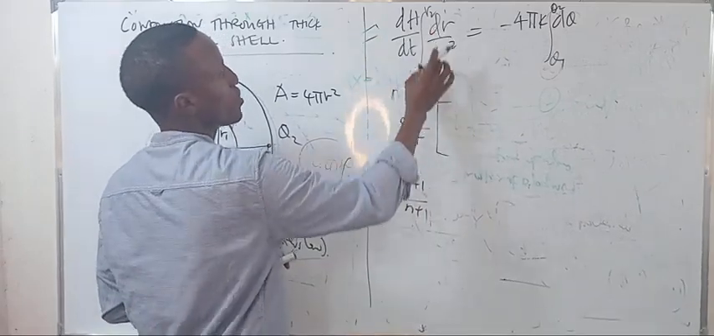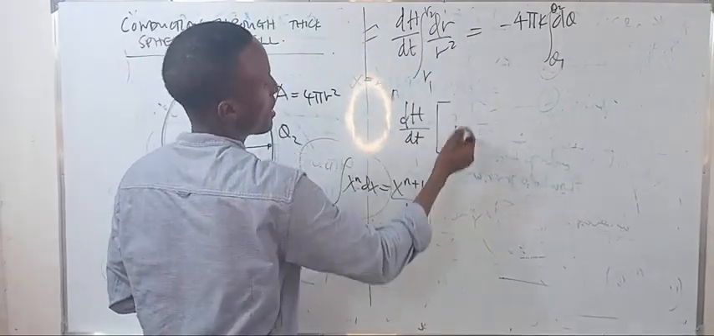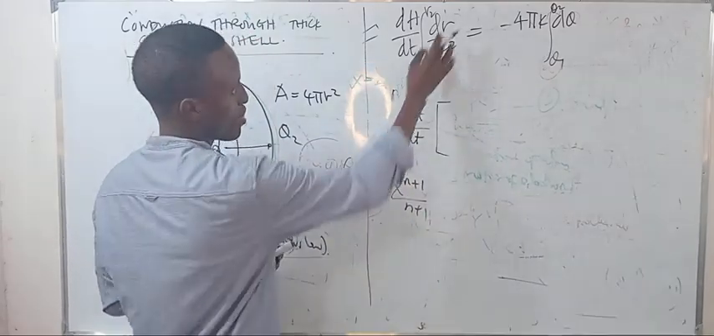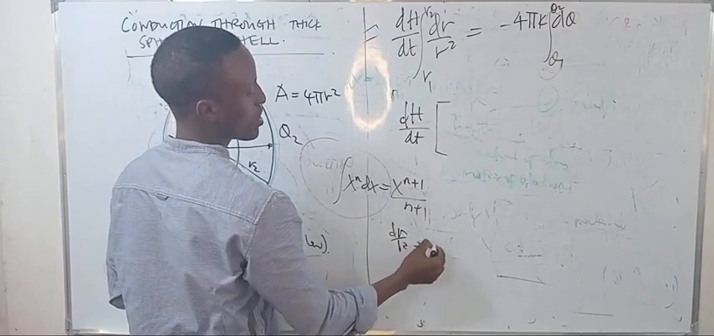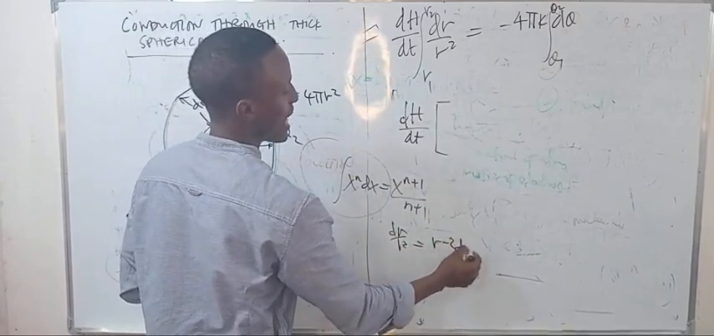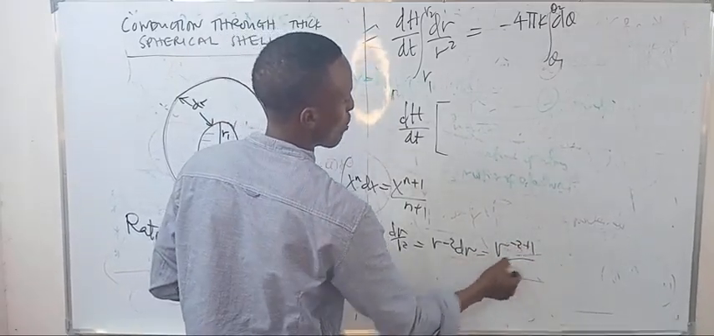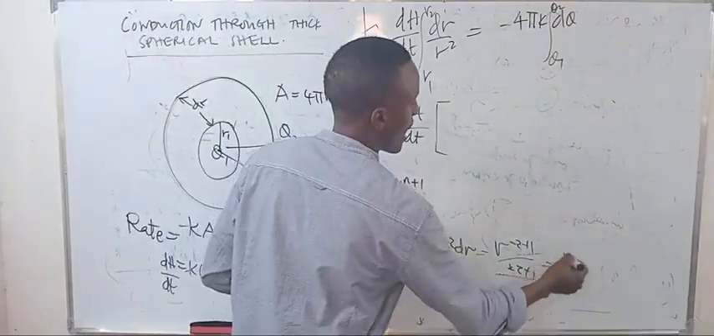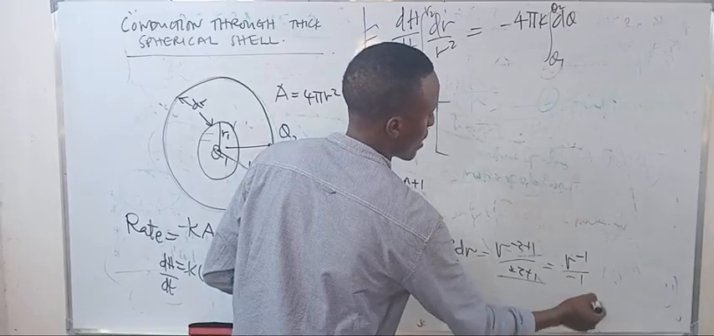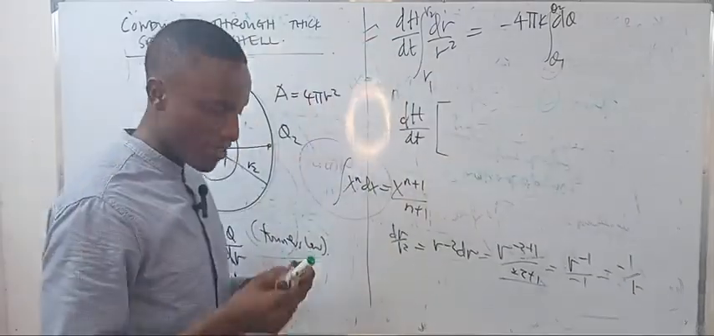So here we have a negative 2. Because we have the dr over r squared, you just get r to the negative 2 dr. So here it is r to the negative 2 plus 1 over negative 2 plus 1. That means we just have r to the negative 1 over negative 1, that means negative 1 over r. Is that clear, chief? Yes.